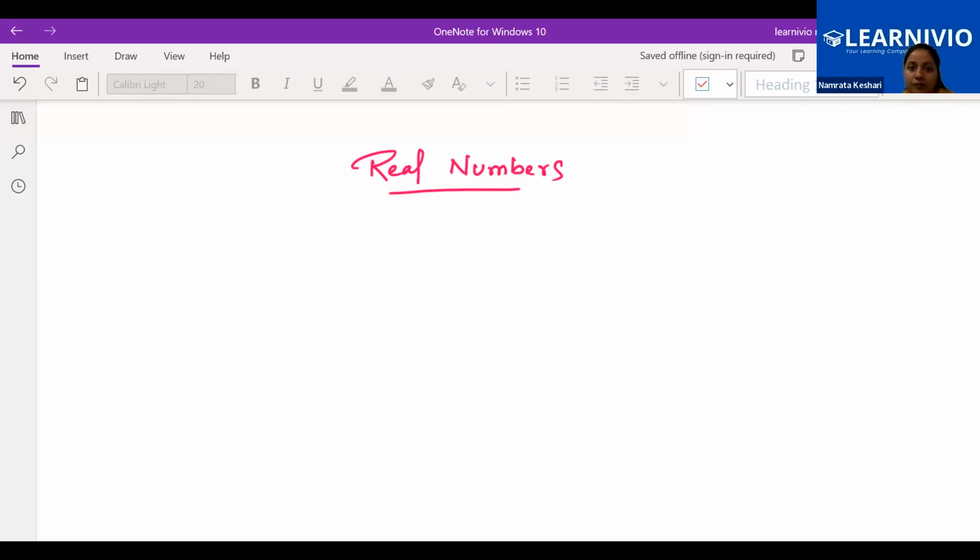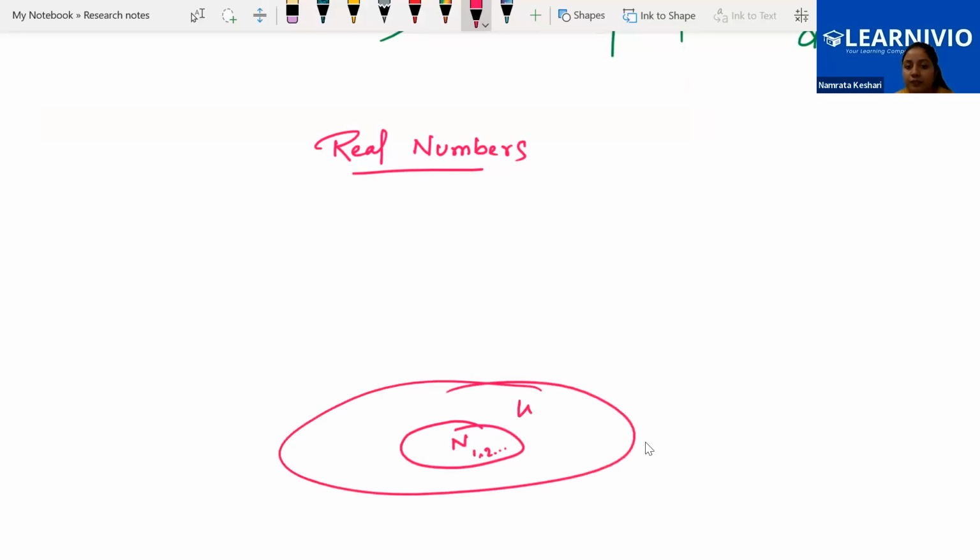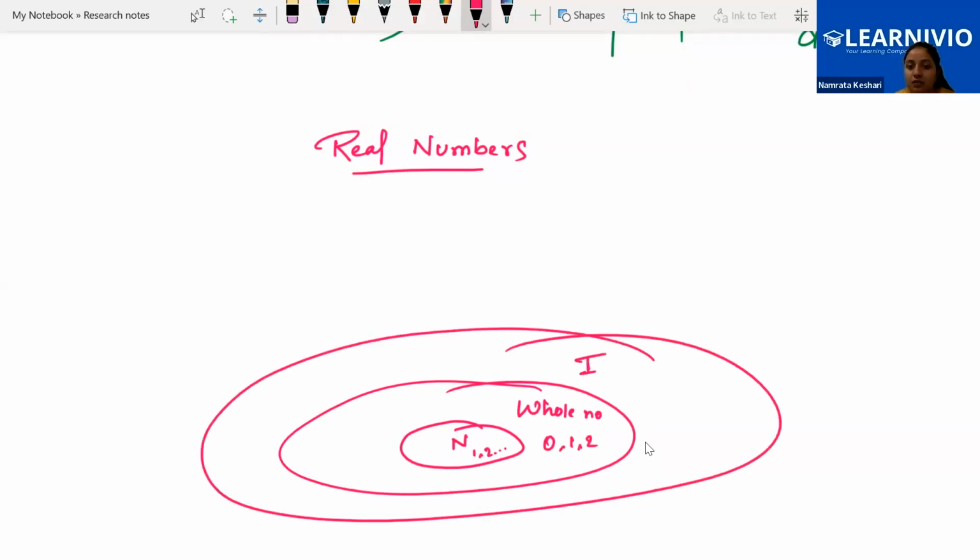We were saying that natural numbers, whole numbers, integers, rational numbers, irrational numbers, everything are real numbers, and the diagram looked like this. We have natural numbers, the counting numbers which start from 1, then we have whole numbers, which are all the natural numbers and 0 also; whole numbers start from 0. After that we have integers: whole numbers and natural numbers, but also positive and negative numbers. Numbers with a positive or negative sign are called integers, which you already know.